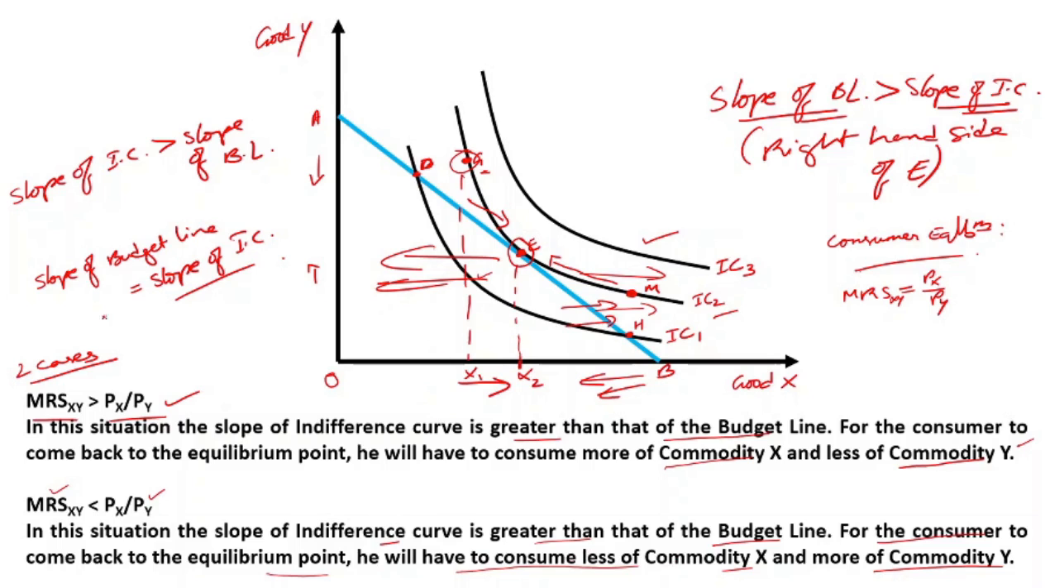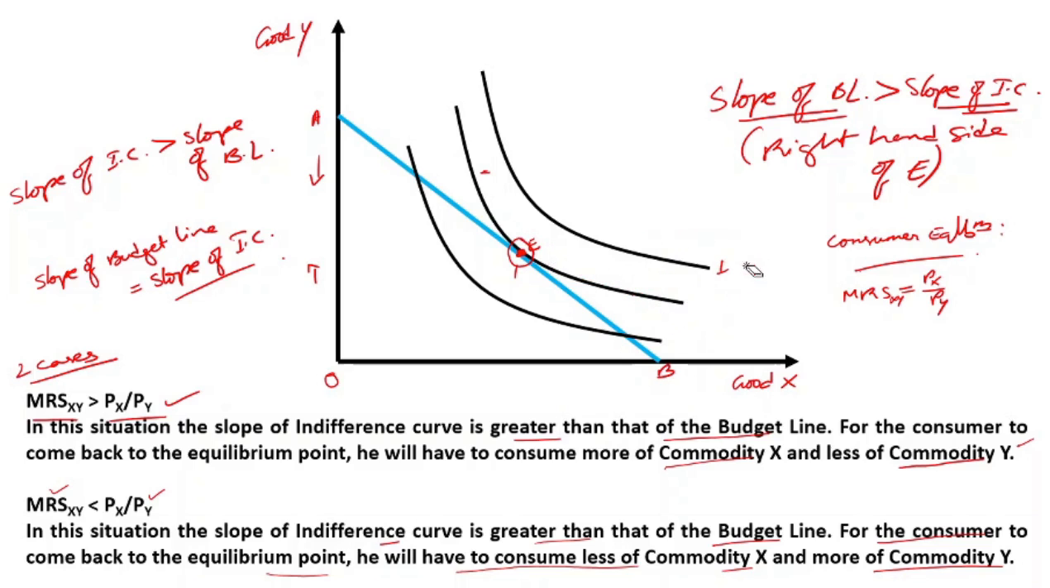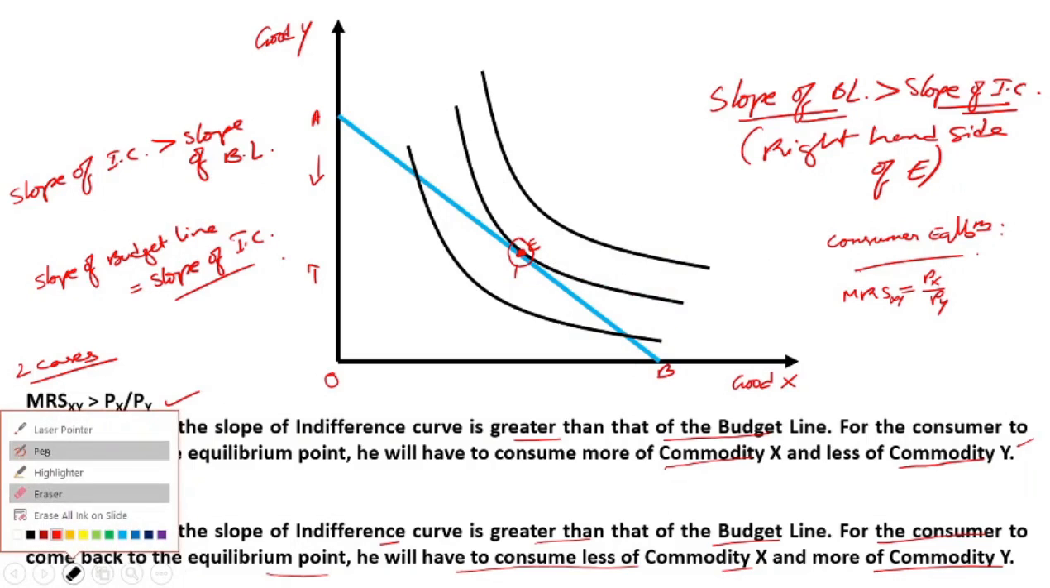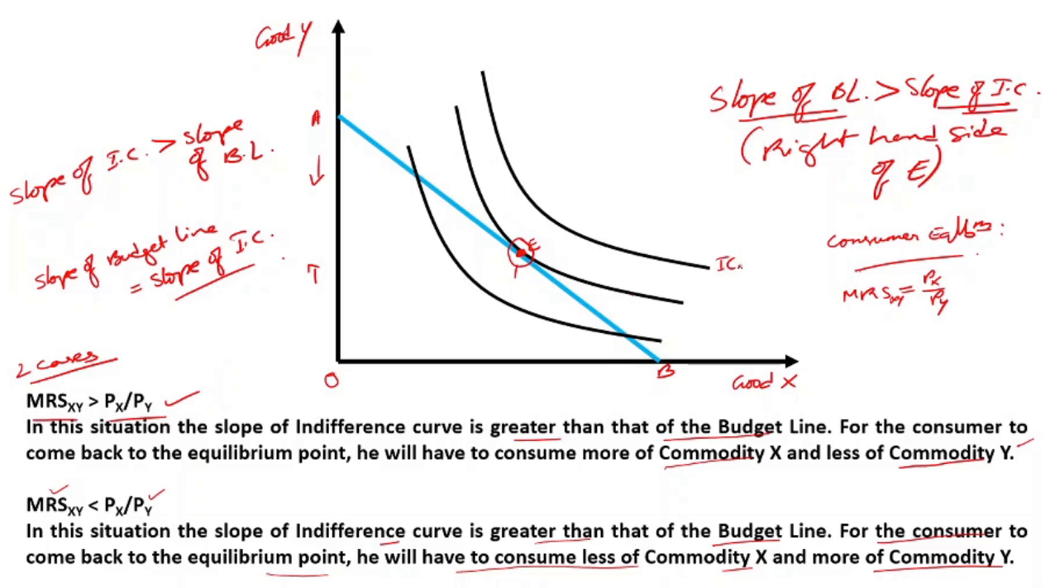For the diagram, you have to draw a diagram like this. Let me erase a few portions from this so that you will be able to make this diagram at home properly. I'm erasing the unnecessary notations from here. Let me mark IC3, IC2 and IC1. Your diagram should be like this.